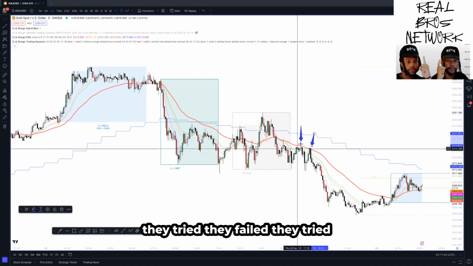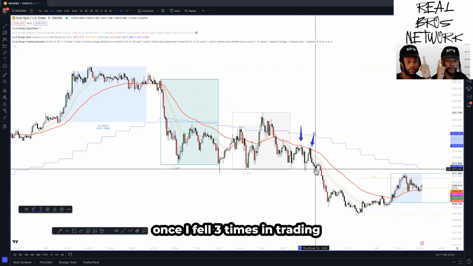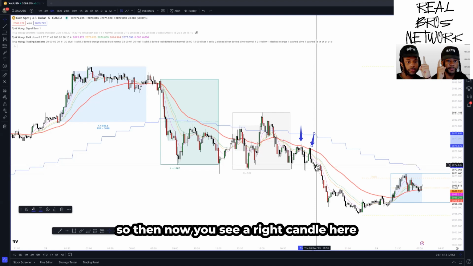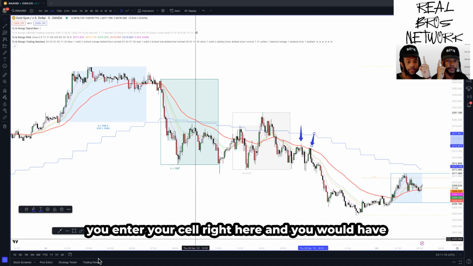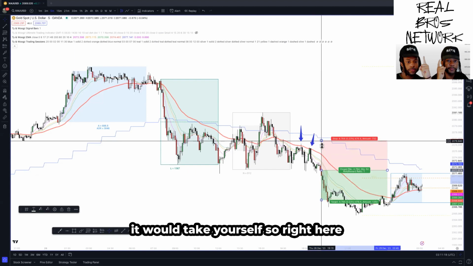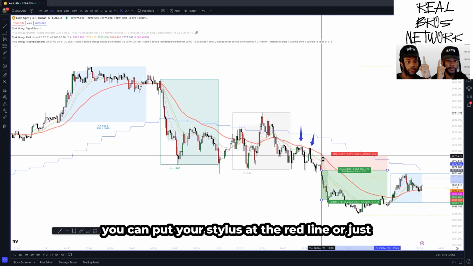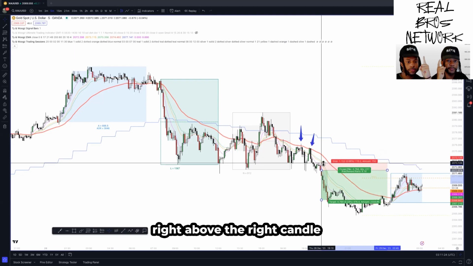They fell, they tried, they fell, they tried, they fell the third time. When something falls three times in trading, normally it goes the other way. So now you see a red candle here, you enter your sell right here. You can put your stop loss at the red line, or right above the red candle.